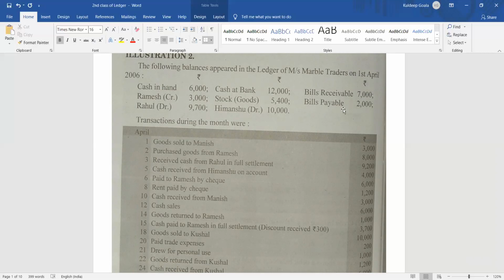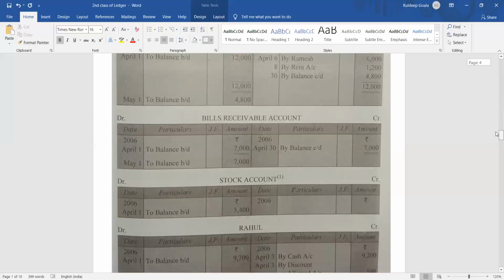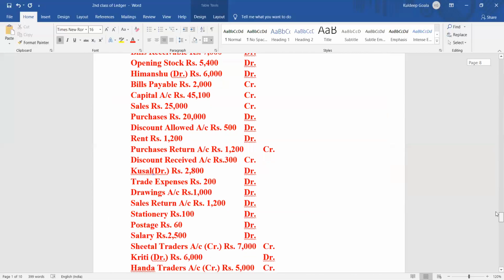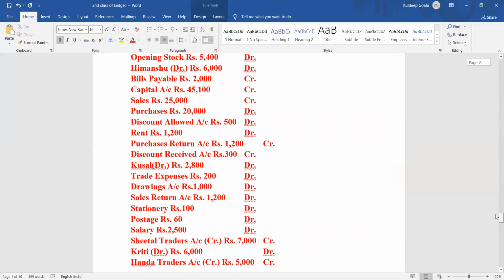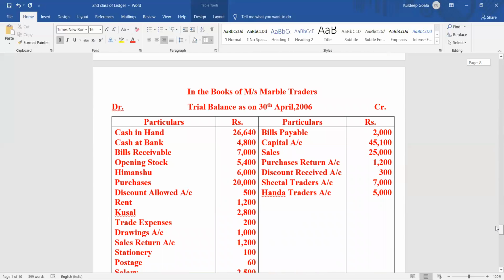So here we have done such a sum where we have done all the transaction journal entries. Then we have gone for the ledger posting and balancing. After that, we have got all the ledger balances here, right? These are all the ledger balances. After balancing, from these ledger balances, we have prepared the trial balance. There are two formats that I have already told you.